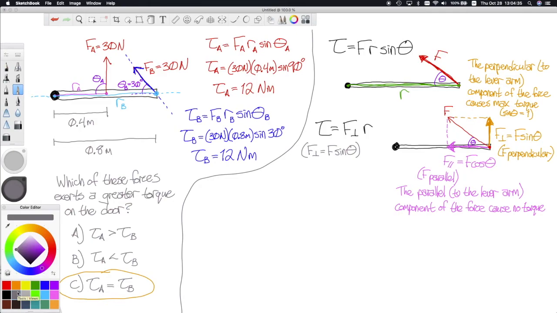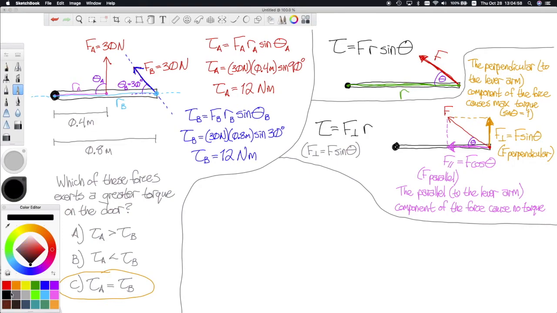So instead of just plugging into F times R times sine of theta, if we want to, we can think about the component of that force that is actually exerting a torque, which is the component that is perpendicular to the lever arm, or F sine theta. That can be a helpful way to think about things sometimes.